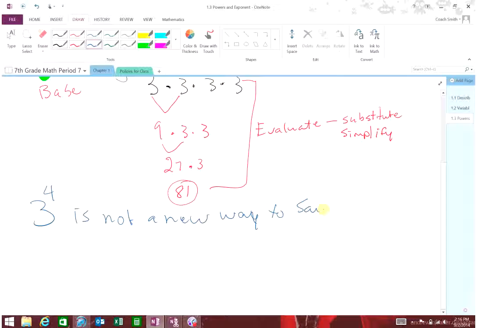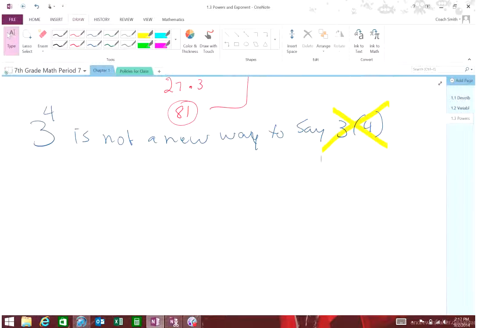Now remember, 3 to the 4th power is not a new way to say 3 times 4. That is not correct, so don't say it's 12. The exponent represents the number of times that I'm going to take the base and multiply it by itself. So let's look at another example.